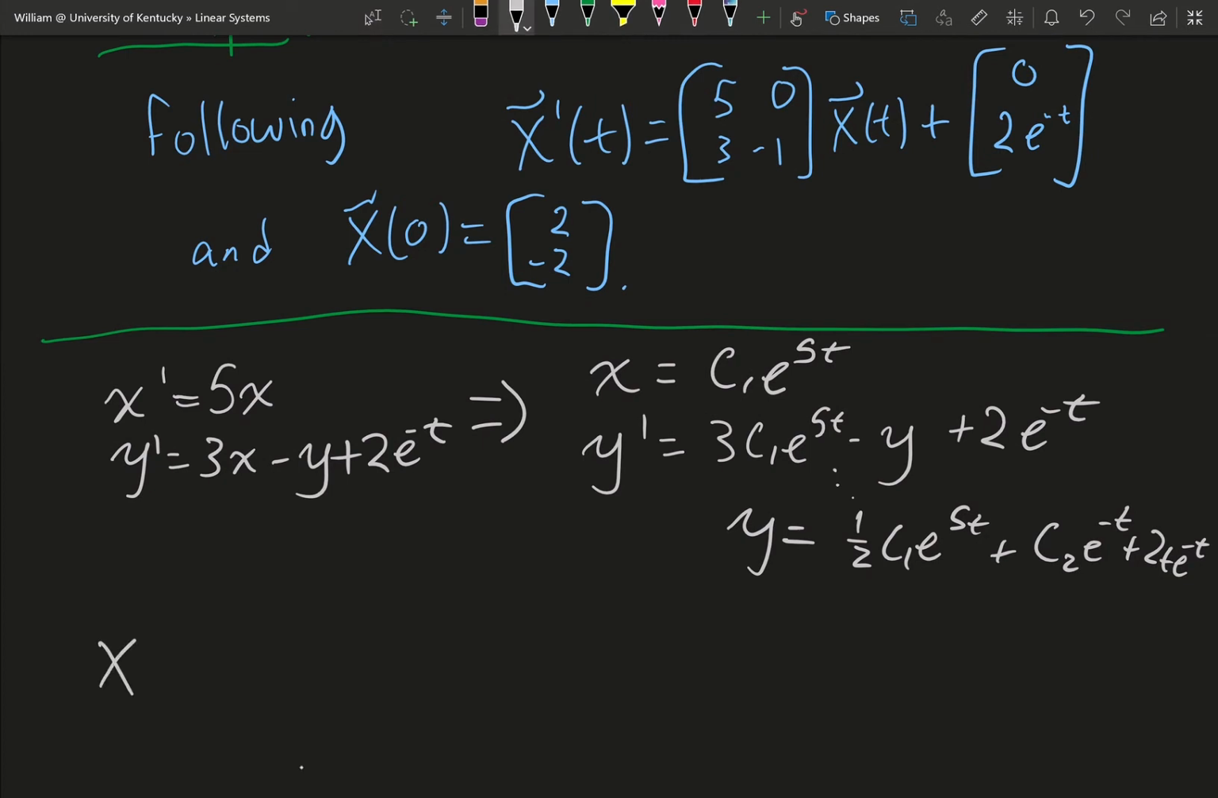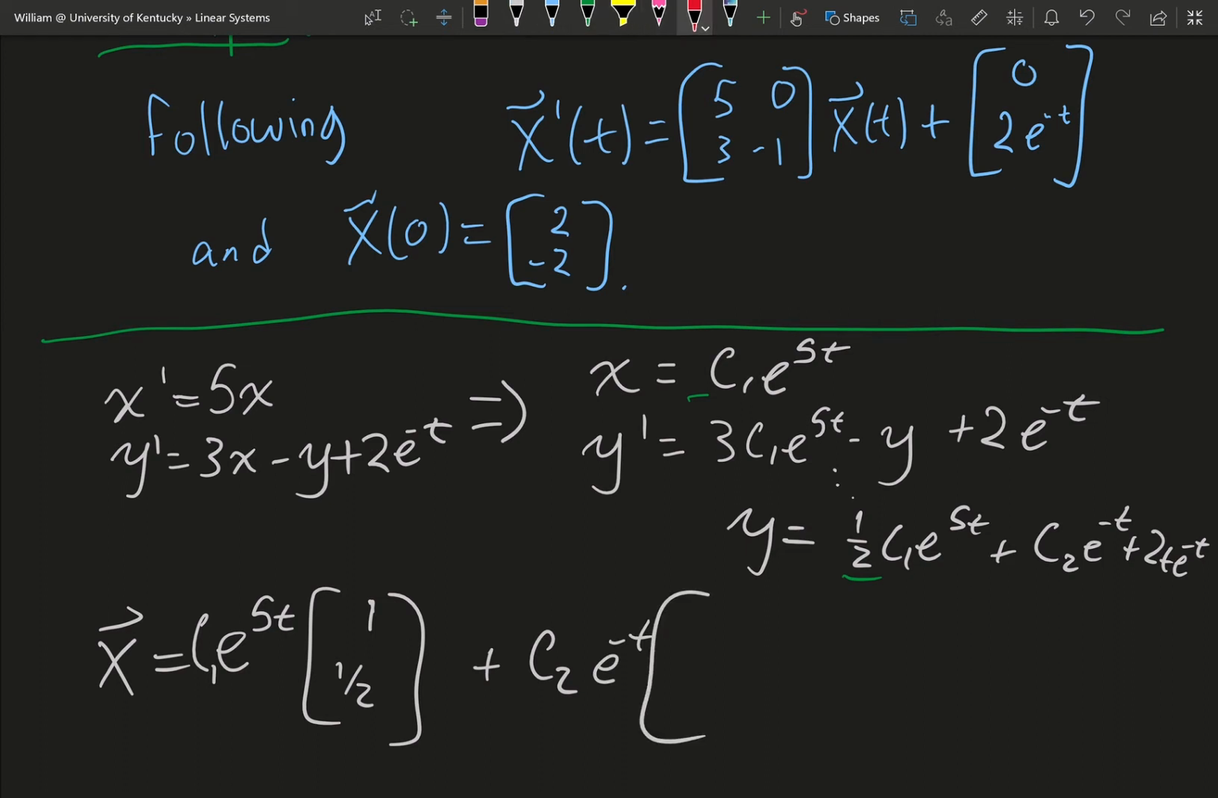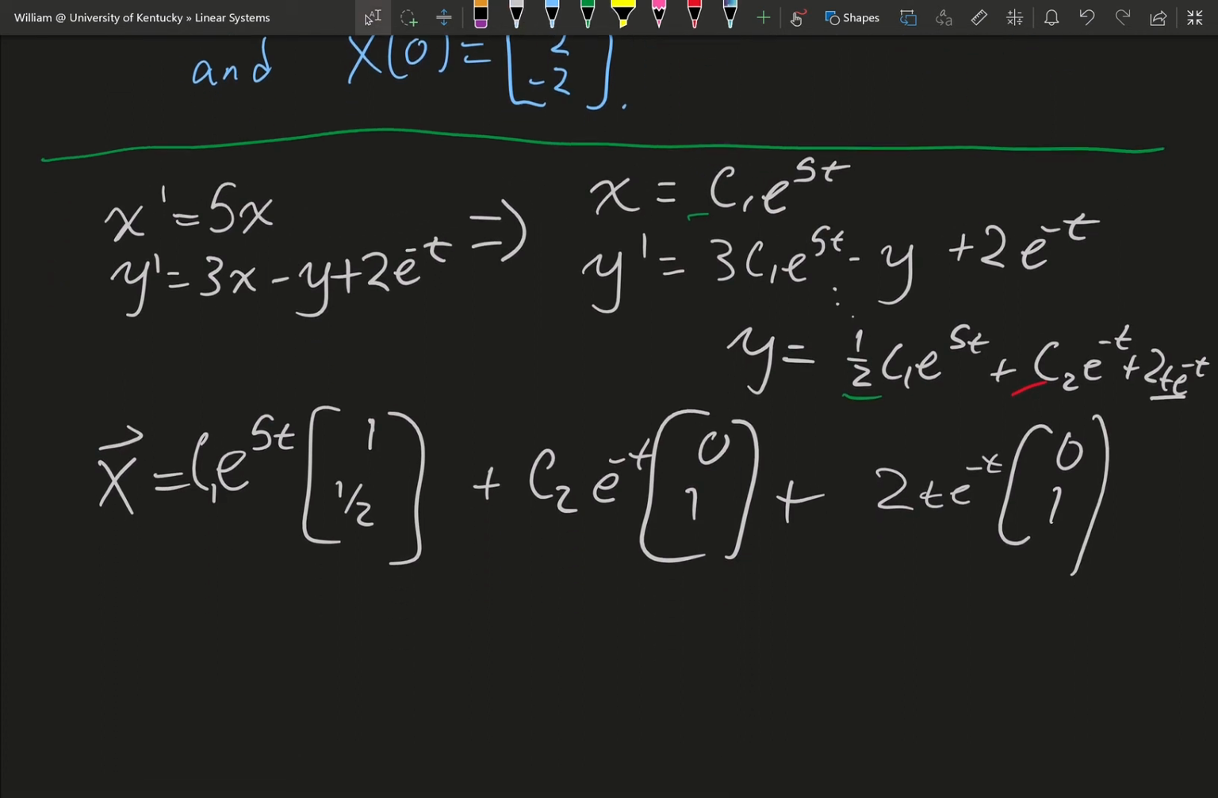All right, so I'll write this back in matrix form. So x is equal to e to the 5t c1, then we have a 1 and a 1/2, from this invisible 1 there and that 1/2 there, plus c2 e to the negative t, and then we have a 0, 1, and then plus this unattached term, which we can just say 2t e to the negative t, 0, 1. I can pull it out, I could leave it in, it doesn't really matter for that one. Okay, so we have our general solution.